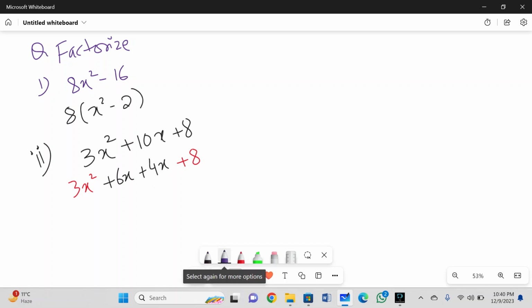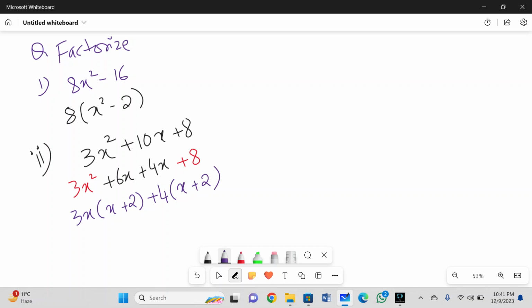Now we will take out the common. We will look for the common in the first two terms, that is 3x. So the remainder will be x plus 2. And similarly, the common in the next two terms is going to be 4. I will write 4 here as the common term. So the remainder will be x plus 2 in this bracket as well.